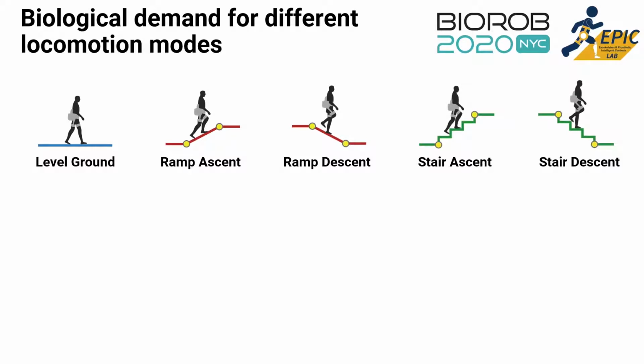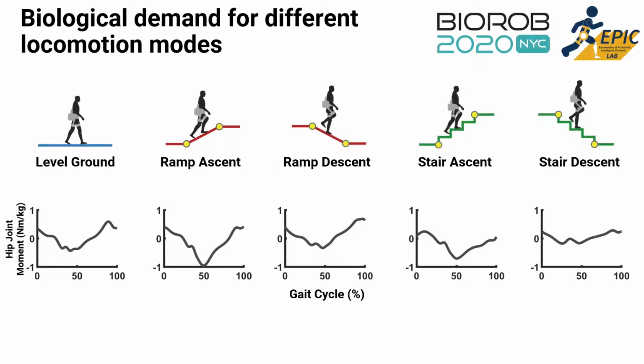So why is it so important to understand this locomotion mode information? This is mainly because optimal exoskeleton assistance profiles are correlated with the user's biological demands, such as joint biomechanics. Let's look at the case of the hip joint. As clearly shown with data, these 5 ambulation modes exhibit different underlying joint moments, indicating that the torque assistance profile should be different as well.